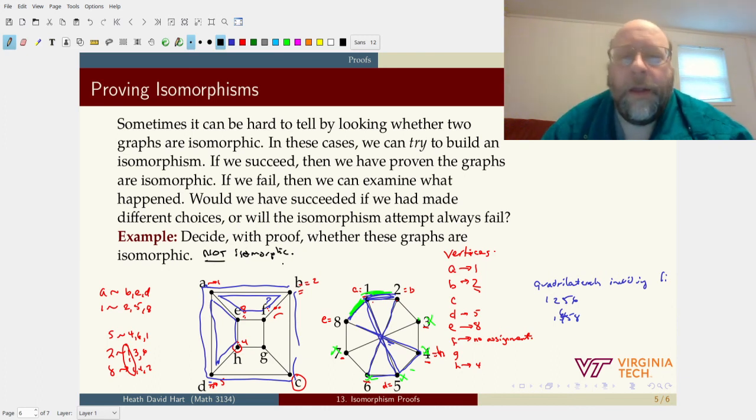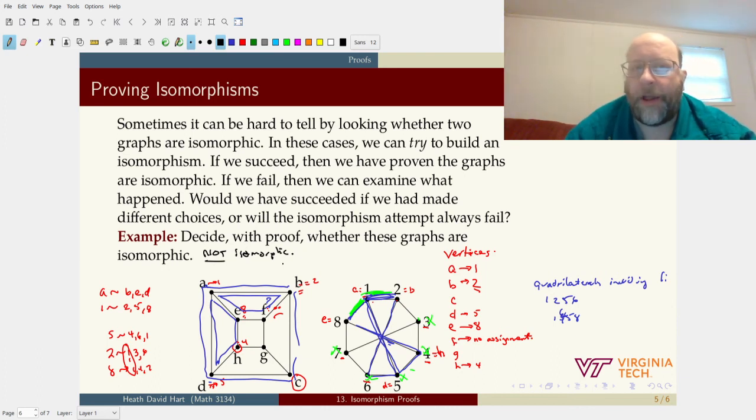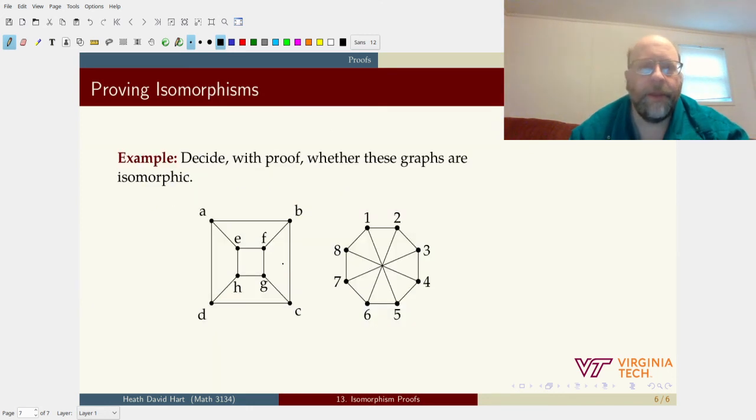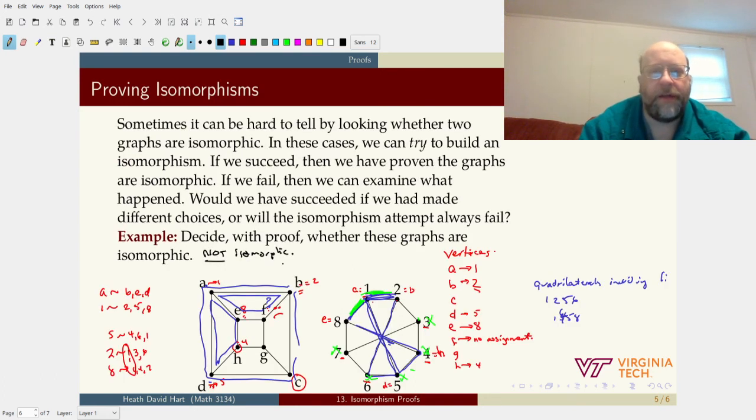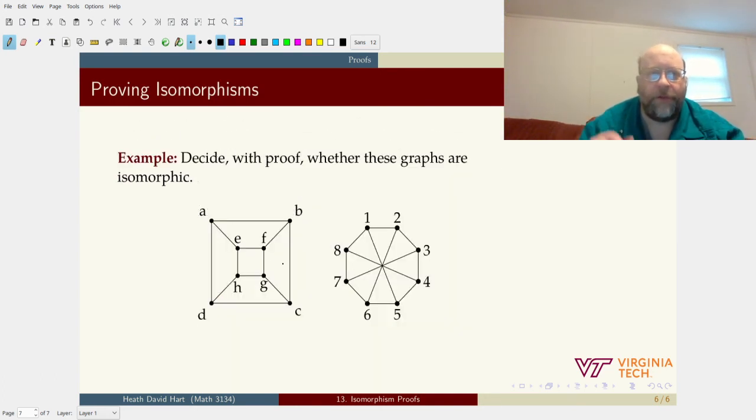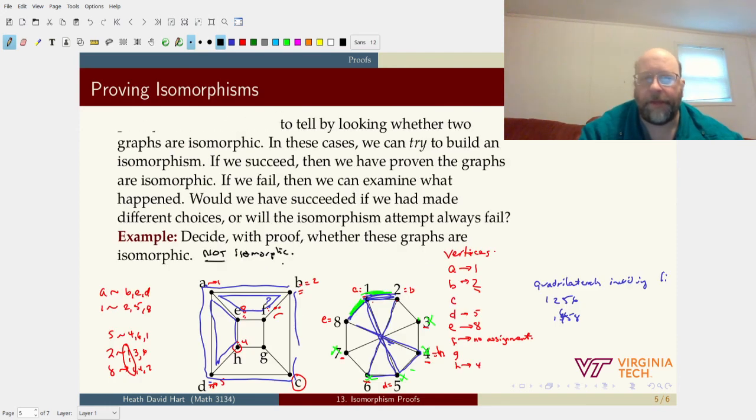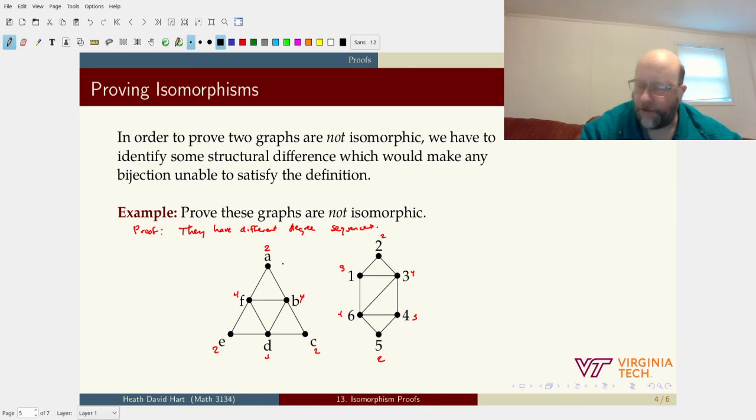So that's probably one of the harder kinds of isomorphism problems. You just dig in and try to build it and then find out where the contradiction lies. So that's the same problem we just did: decide with proof whether these graphs are isomorphic. So we've done that. So a couple things to check. Check the degrees. That's an easy thing to check. If they don't have the same degrees, they cannot be isomorphic.